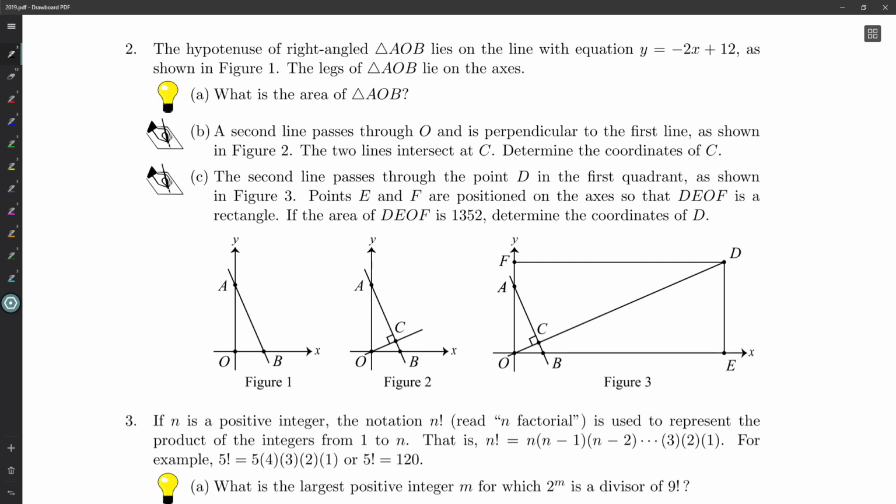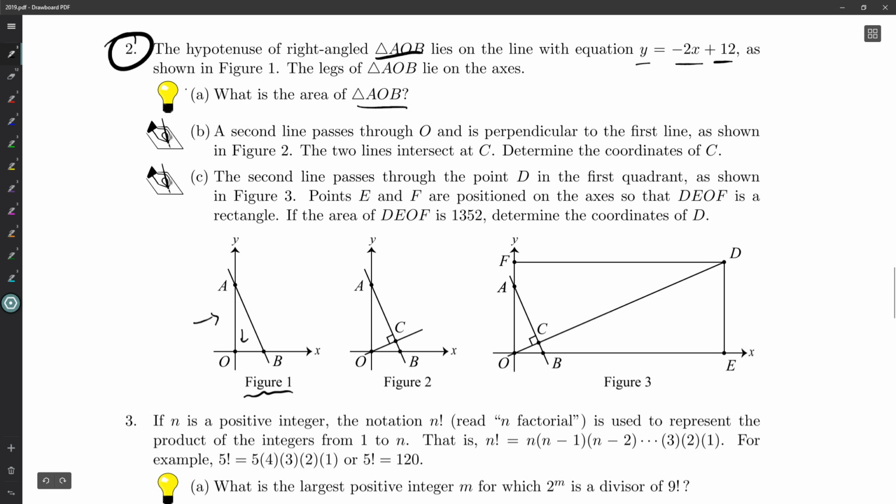Root Beer here with question number 2 on our 2019 Galois paper. The hypotenuse of right-angled triangle AOB lies on the line with equation y equals minus 2x plus 12, as shown in figure 1. The legs of AOB lie on the axes. What is the area of AOB?